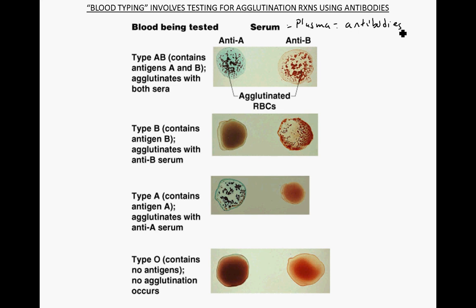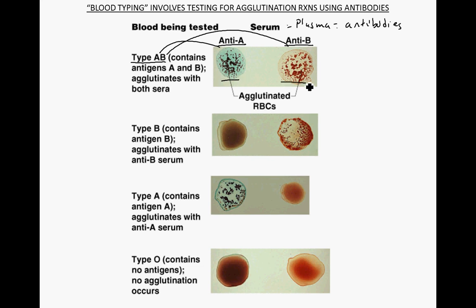Right? So if the simulated blood that you're going to use is type AB, you would expect then when you add anti-A antibodies that there to be clumping, right? That there would be an agglutination reaction. And when you add anti-B to this, you would expect clumping or agglutination reactions there. And this is what that's going to look like.